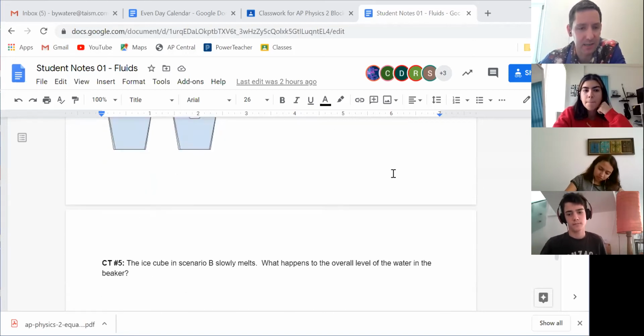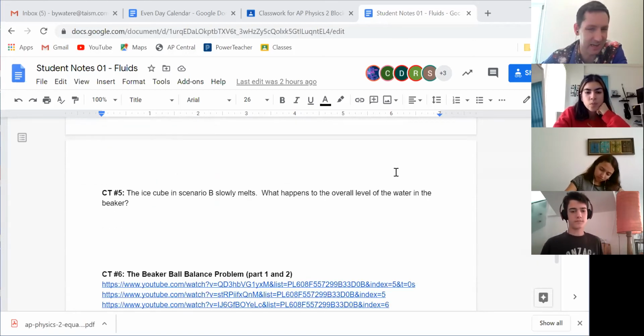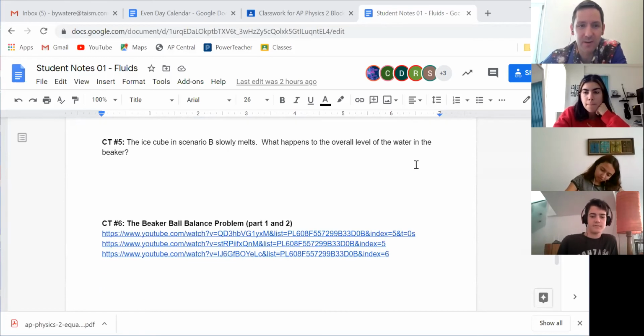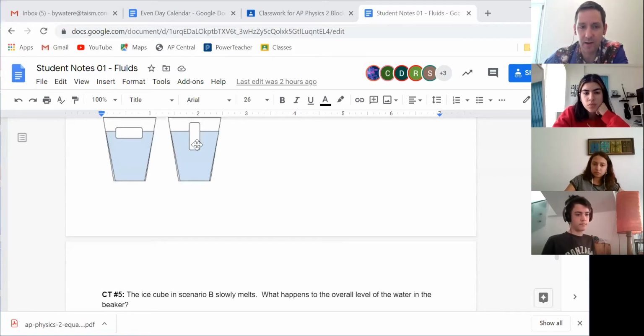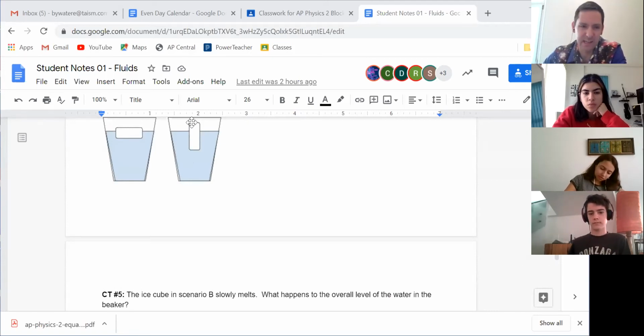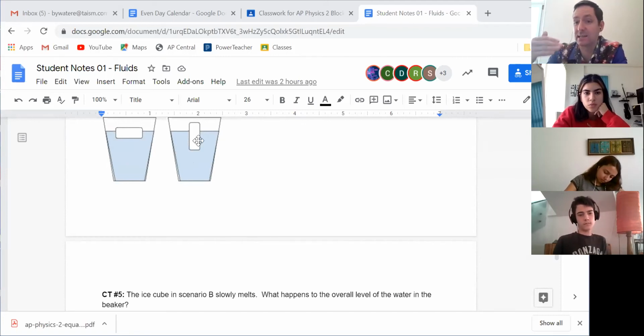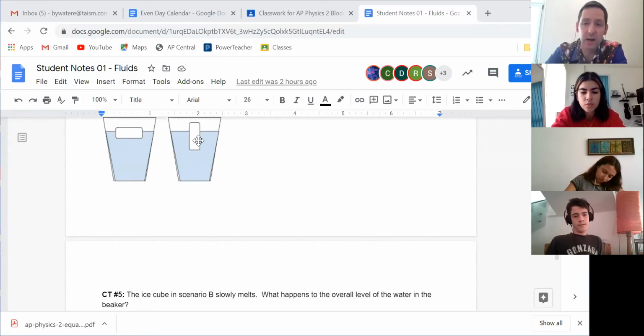I think you're starting to really put some things together. This one's a little bit tougher. Okay, number 5, the ice cube in scenario B slowly melts. What happens to the overall level of the water in the beaker? Going back to look at this cup here, it really doesn't matter which one. In either of these situations, as the ice melts, what's going to happen to the level of the water? Is it going to go up? Is it going to go down? Is it going to stay the same? Or again, do we not know?